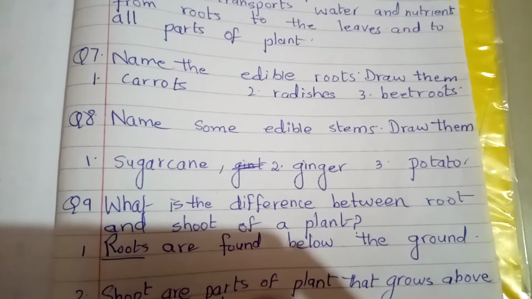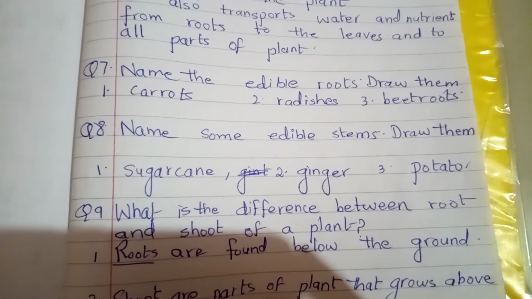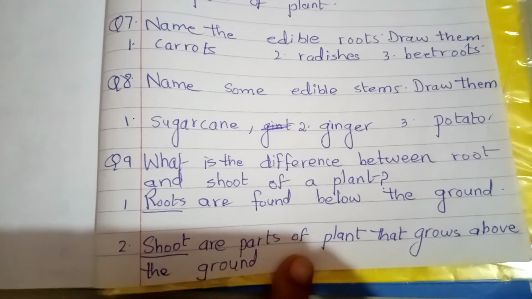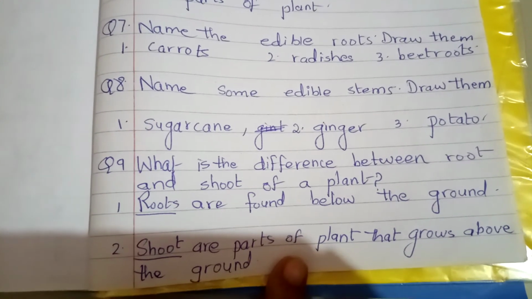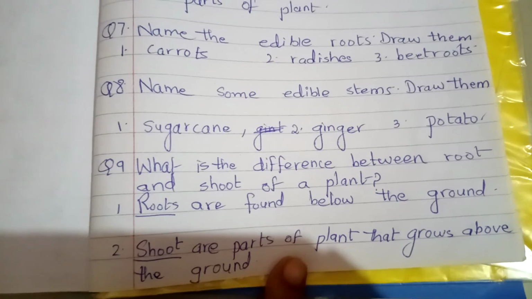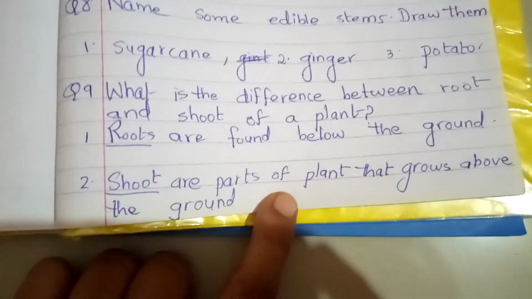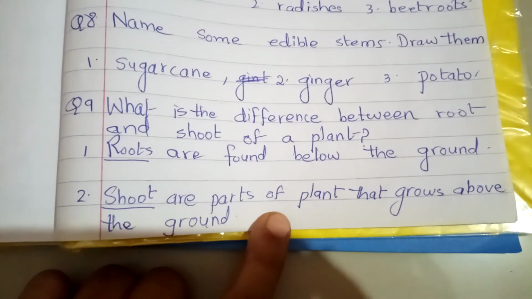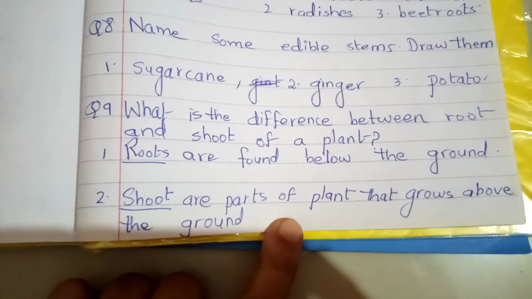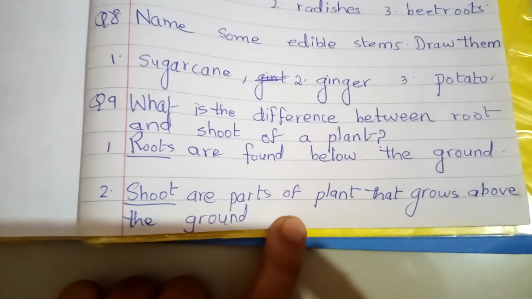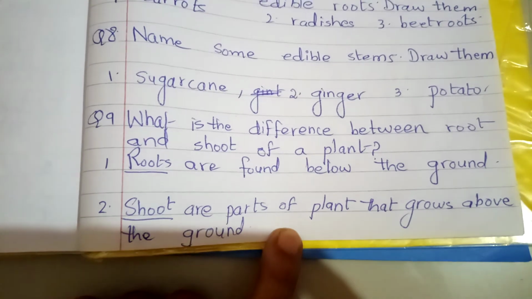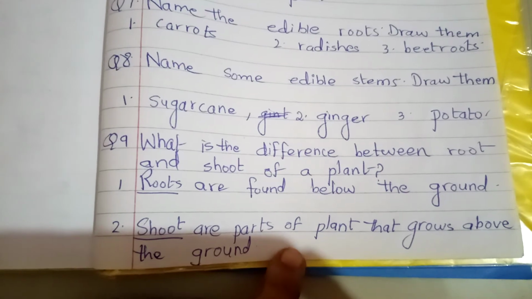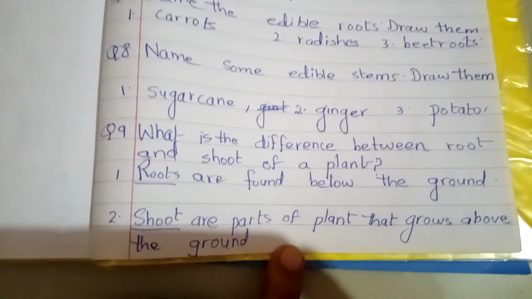You will write their names: carrot, radish, beetroots, and you have to draw them as well. Then you will write the names of edible stems, that is sugarcane, ginger and potato. That also you will write their names and draw them on the blank page. Then what is the difference between root and shoot? So the roots are found below the ground, that's inside the soil, but the shoot are all the parts of the plant that grow above the ground. It can be flower, it can be leaves, it can be fruit, it can be bud. All the parts of the plant that are above the ground, they form the shoot system.